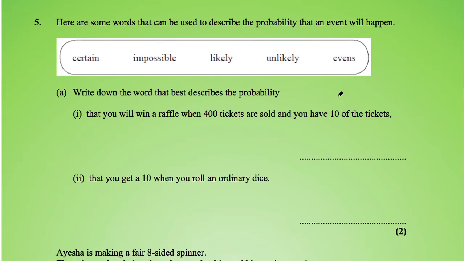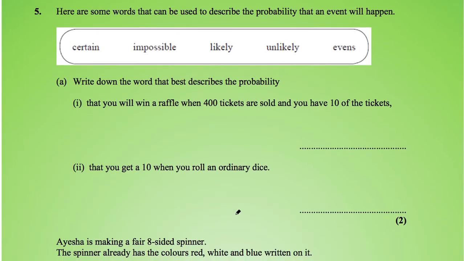Question 5. Here are some words that can be used to describe the probability that an event will happen. Certain, impossible, likely, unlikely, evens. Write down the word that best describes the probability that you will win a raffle when 400 tickets are sold and you have 10 of the tickets.